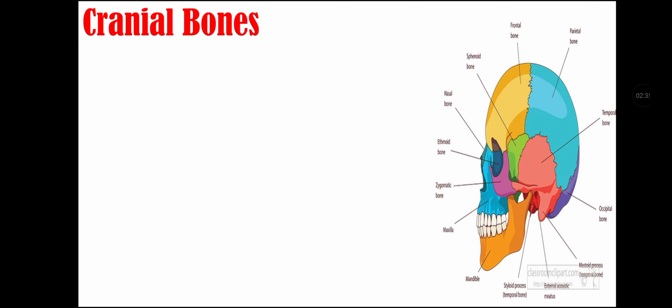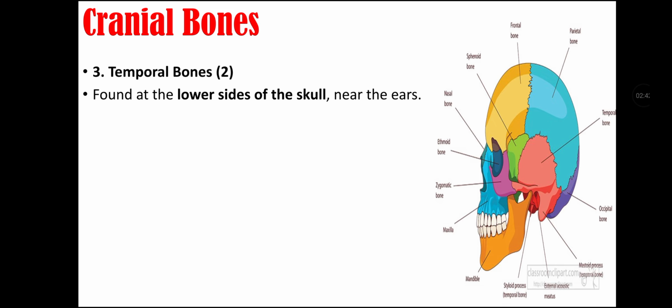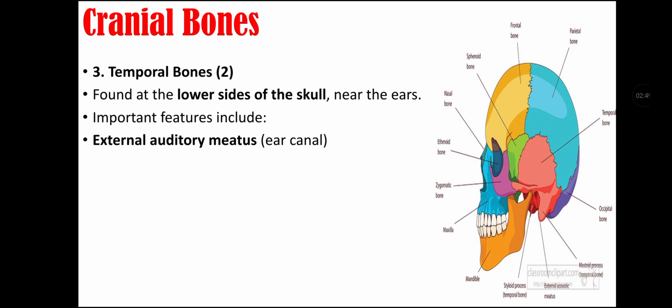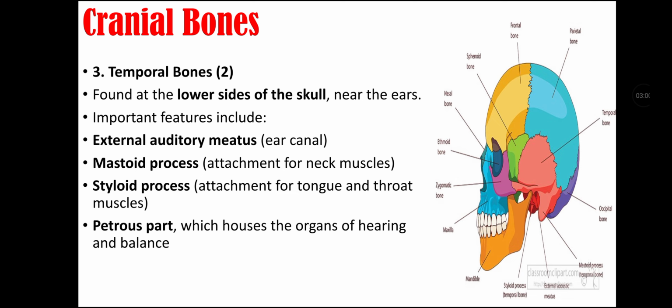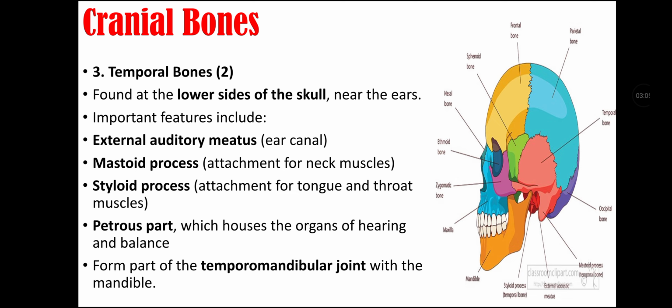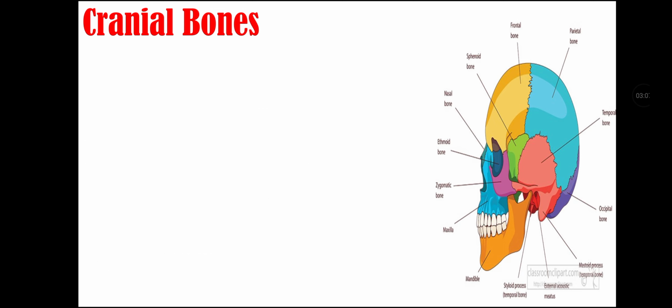bones laterally. Next cranial bone we have is temporal bone, that is also pair bone. That means there are 2 temporal bones in every skull. They are found at the lower sides of skull near the ears. Important features of it include external auditory meatus, that is also called as ear canal, mastoid process that provides attachment for neck muscle, styloid process that provides attachment for tongue and throat muscles, petrous part which houses the organs of hearing and balance, and it also forms part of temporomandibular joint with the mandible.